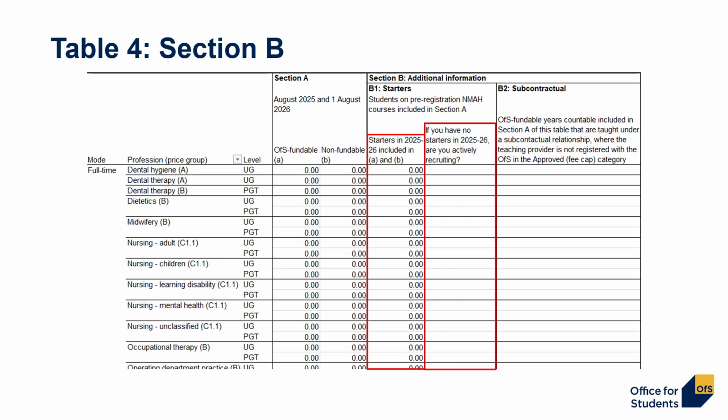Section B2 records OFS fundable years countable included in Section A of this table that are taught under a subcontractual relationship where the teaching provider is not registered with the OFS in the approved fee cap category. We'll look at this in a moment.